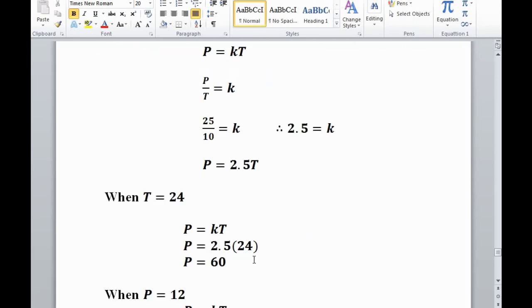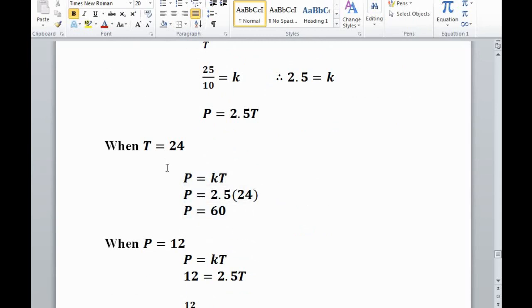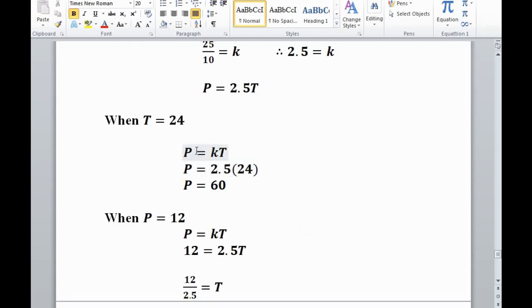The second part of the question is to find the pressure when temperature is 24 Kelvin. So again the same equation, where P is directly proportional to the temperature T, or P equals KT. I'm going to put the value of K, which is 2.5, and the value of T, which is 24. So KT means 2.5 multiplied by 24, the product is 60.